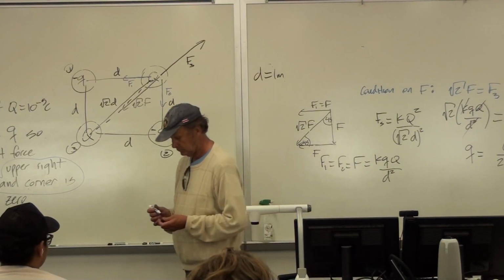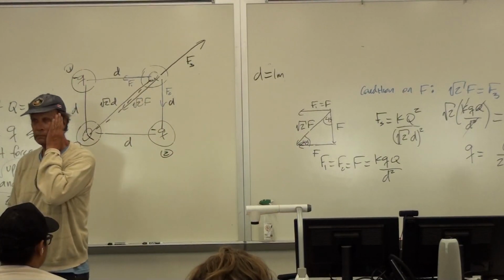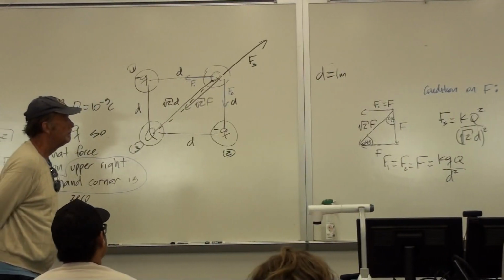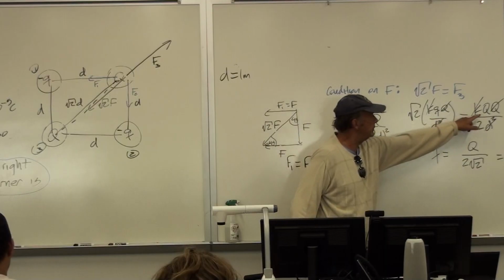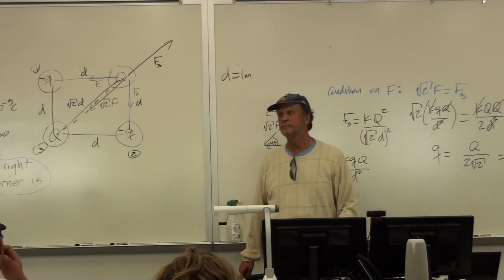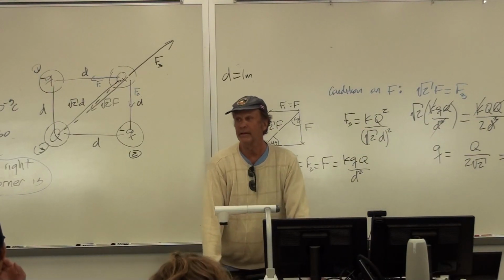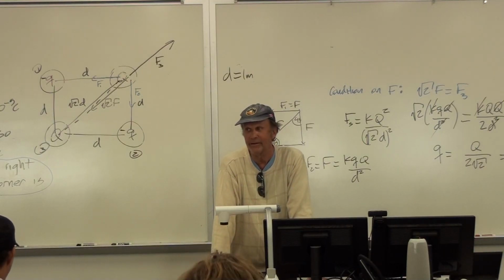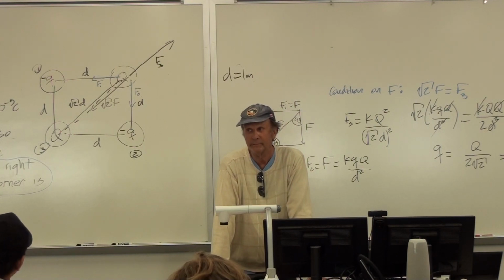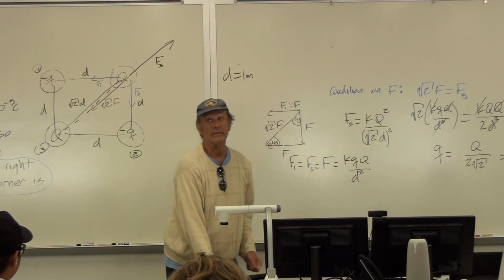How did you get lowercase q equal to uppercase Q over 2 root 2? I set these two equal and solved for little q in terms of big Q. I see. And after all the smoke cleared and most of those things canceled, there were a couple of numerical factors left with the big Q. Gotcha. Any other questions?